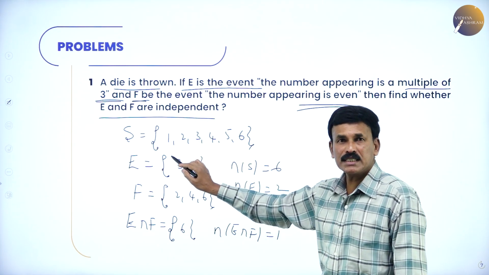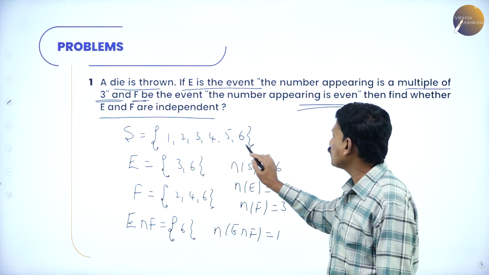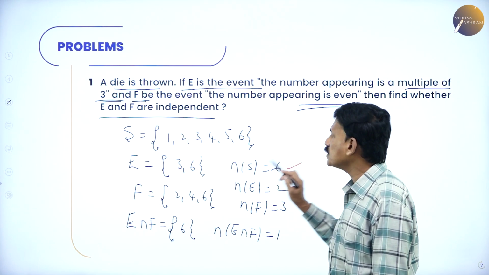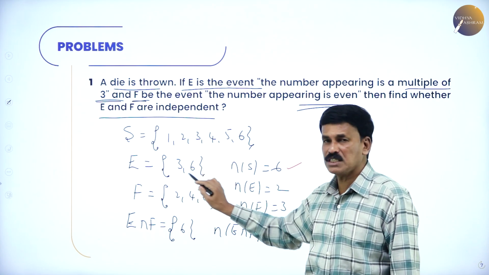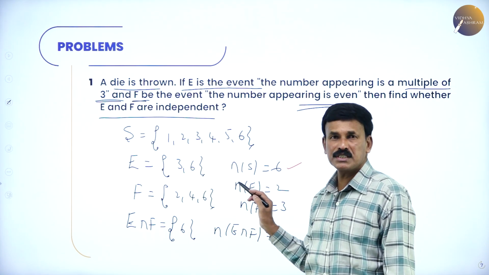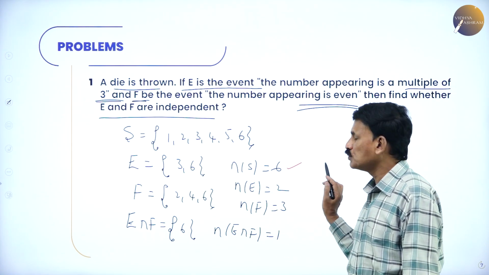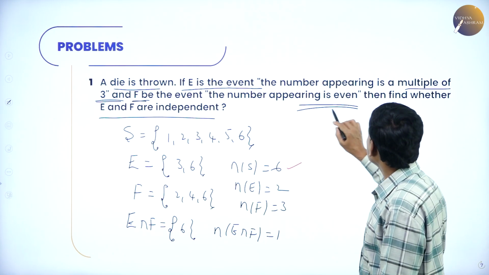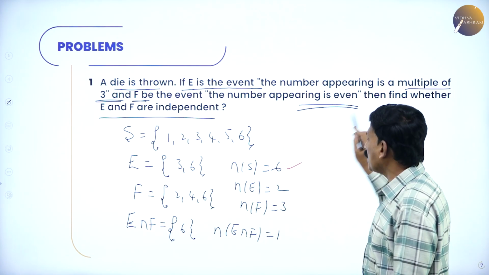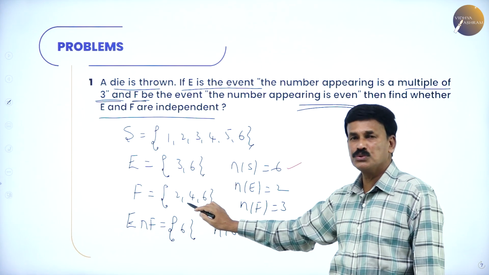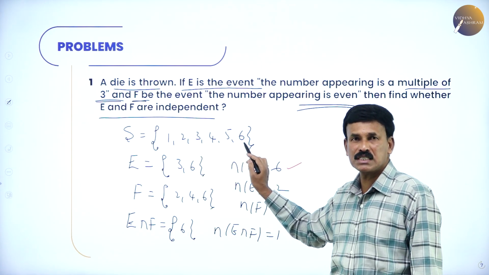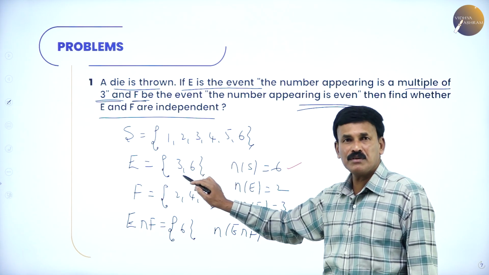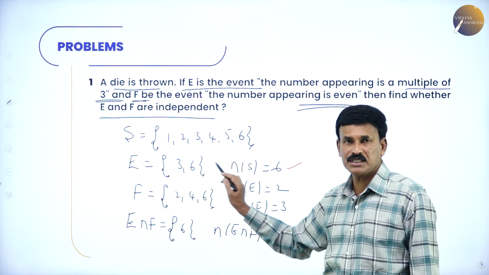The sample space S is equal to 1, 2, 3, 4, 5, 6. Therefore, N of S is equal to 6. And E is an event that the number appear is a multiple of 3, means 3, 6. E is equal to 3 and 6. N of E is equal to 2. And F is an event that the number appear is an even number. So, the even numbers are 2, 4 and 6. Sample space contains 1, 2, 3, 4, 5, 6 numbers. And E is an event which is a multiple of 3, 3 and 6.